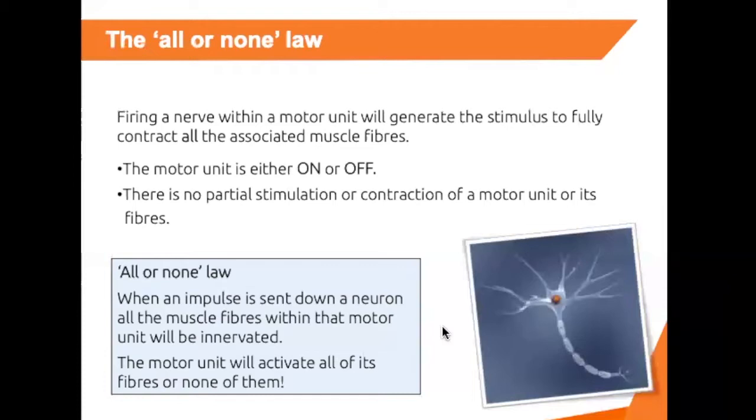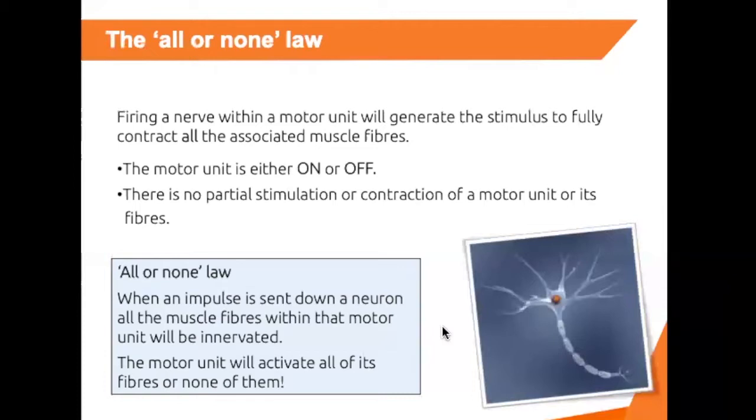Now, a motor unit is the neuron and then any muscle fibers it can stimulate or innervate. So they talk about the motor unit as either being on or off. So once you tell a motor unit to contract, it will either contract fully or not at all. There's never a partial stimulation. And what that means is if I want to produce a small amount of force, I don't partially contract my motor units. I just recruit less of them.